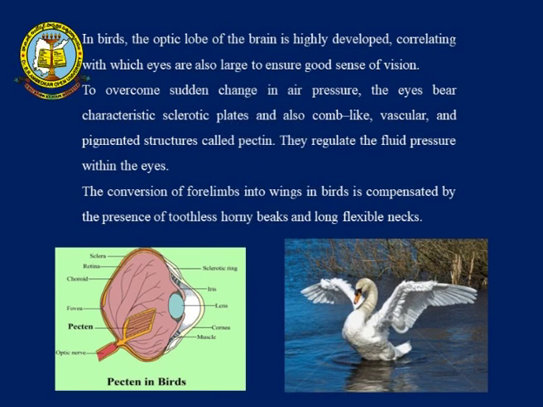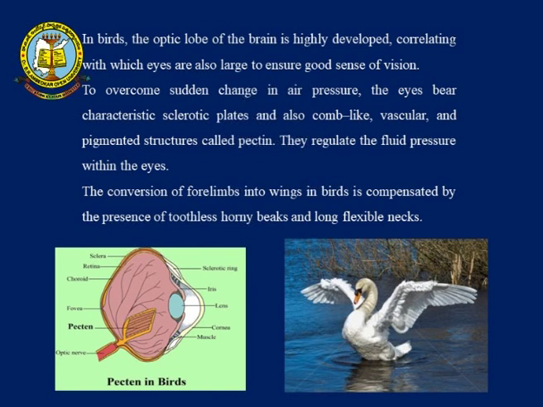So, to overcome the sudden change in the air pressure, the eyes bear characteristic sclerotic plates, and also a comb like vascular and pigmented structure over here. You can see over there that is the pecten. So, these are the sclerotic plates, and the comb like pigmented structure which is called the pecten, and this regulates the fluid pressure within the eyes, so that the pressure is controlled and the eyes are not spoilt.